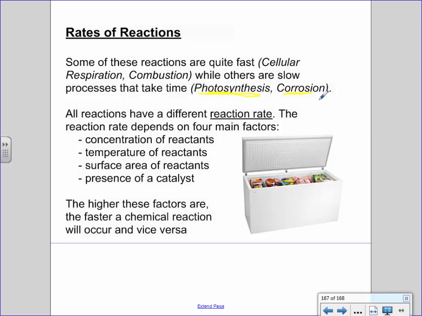4 things that affect the rate of reaction. And basically, I would write these down while we're writing these down. Here are the 4. The concentration of reactants. Did you guys know what that means, though? Concentration of reactants means if you use more, it'll happen faster.